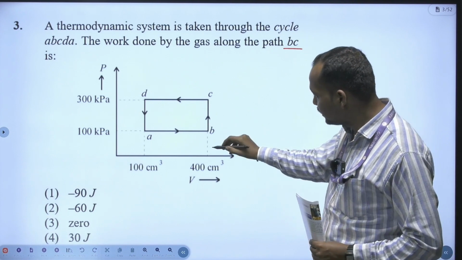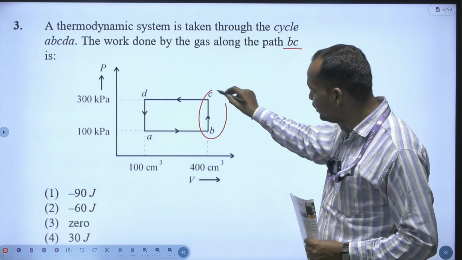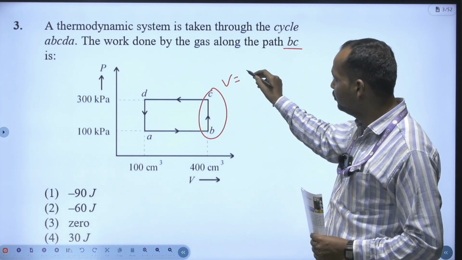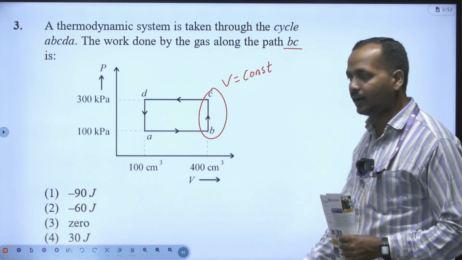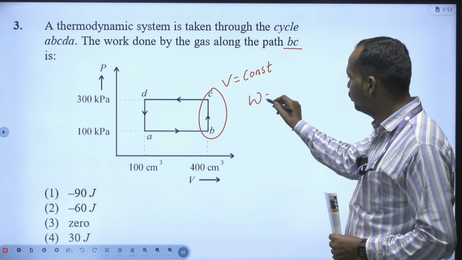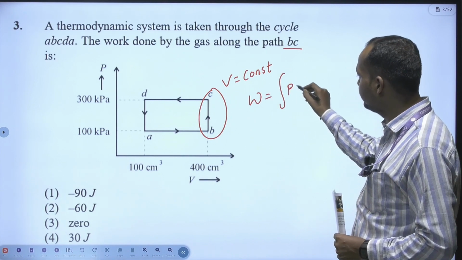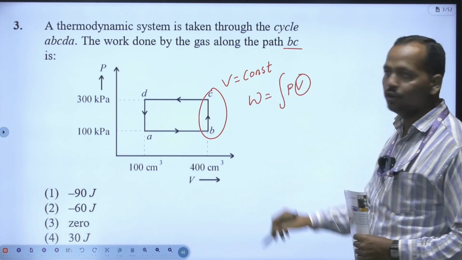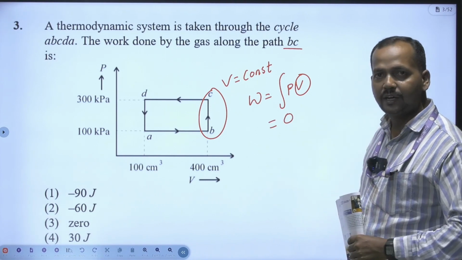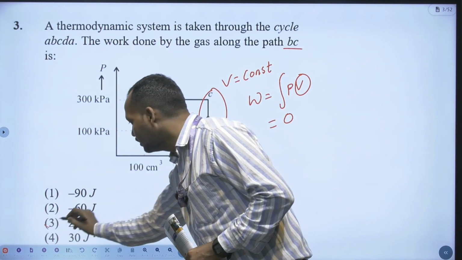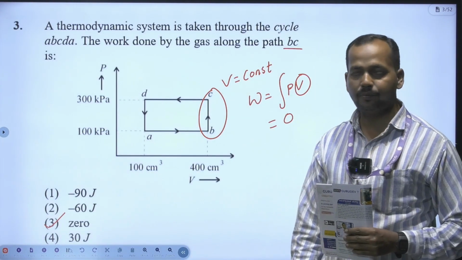So look at the path BC here, where volume is constant. Volume is not going to change. Then what is the work done formula? Work done is equal to integration of P dV. So if there is no change in the volume, then the work done will be 0. Therefore, dear students, the answer is third option, 0. Now next question.